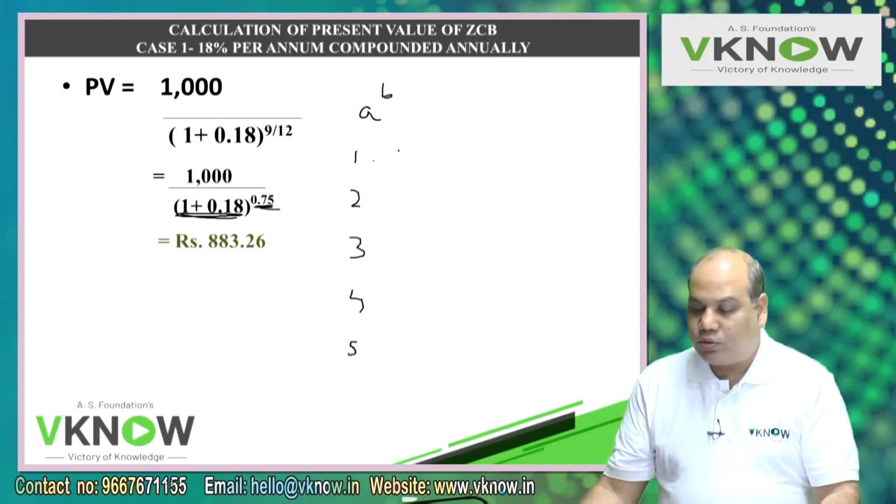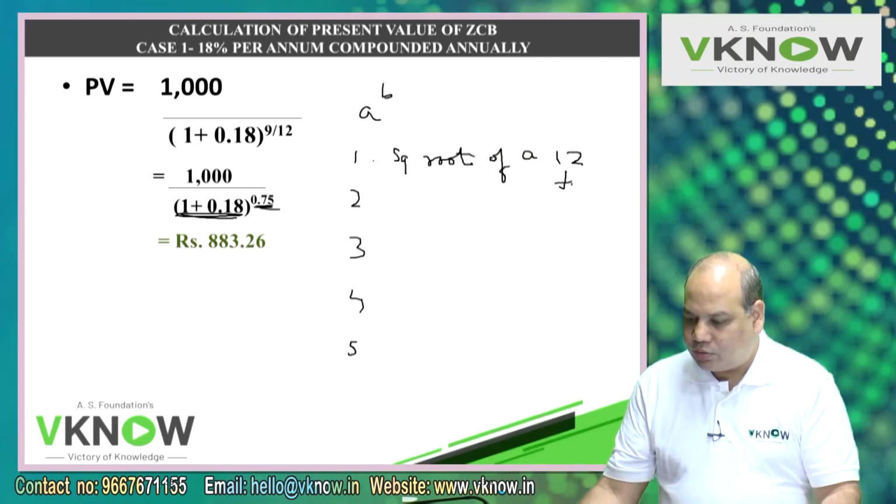take square root of a, 12 times. Whatever is that number in the base, take square root 12 times. Then step number 2, press -1. Step number 3, multiply by the power which is b.